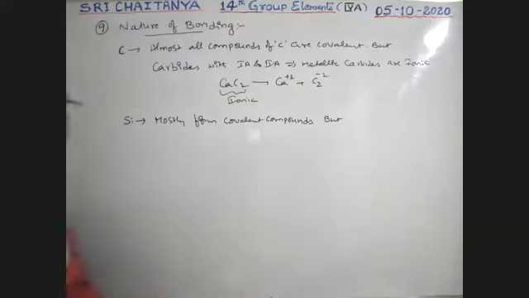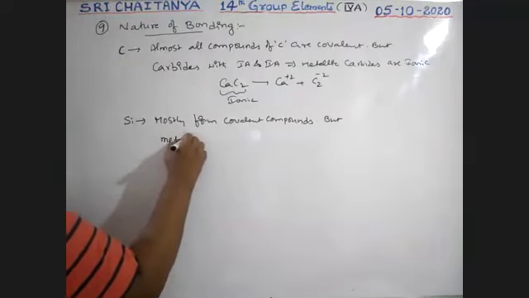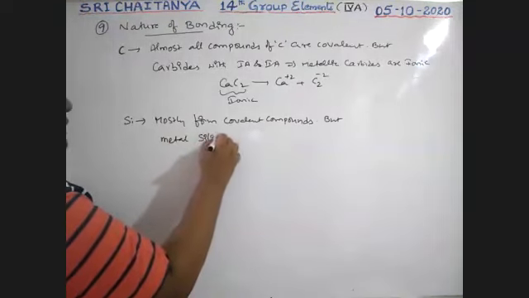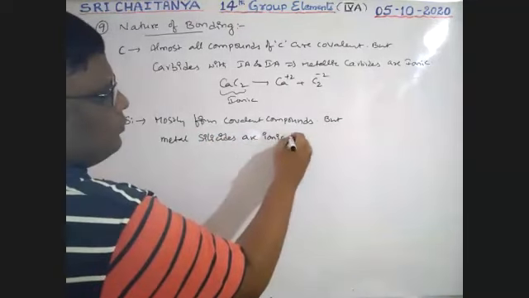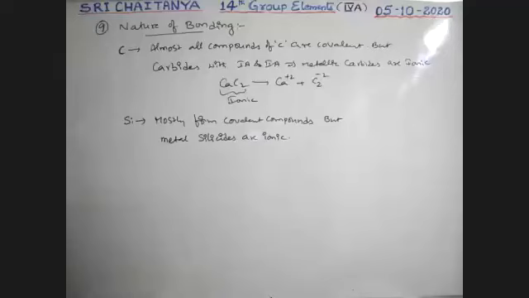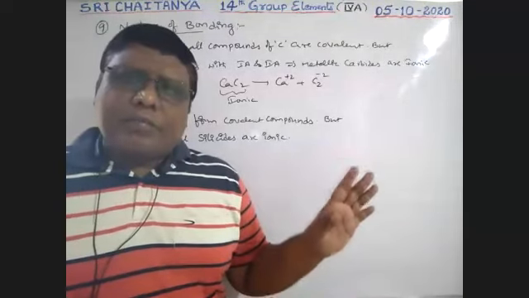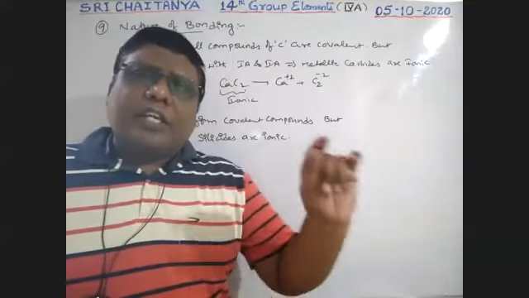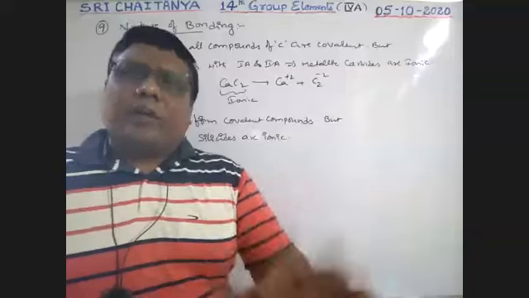But metal silicides are ionic. So please keep your concepts in mind. Carbon and silicon generally form covalent compounds, but metal carbides and metal silicides are ionic.